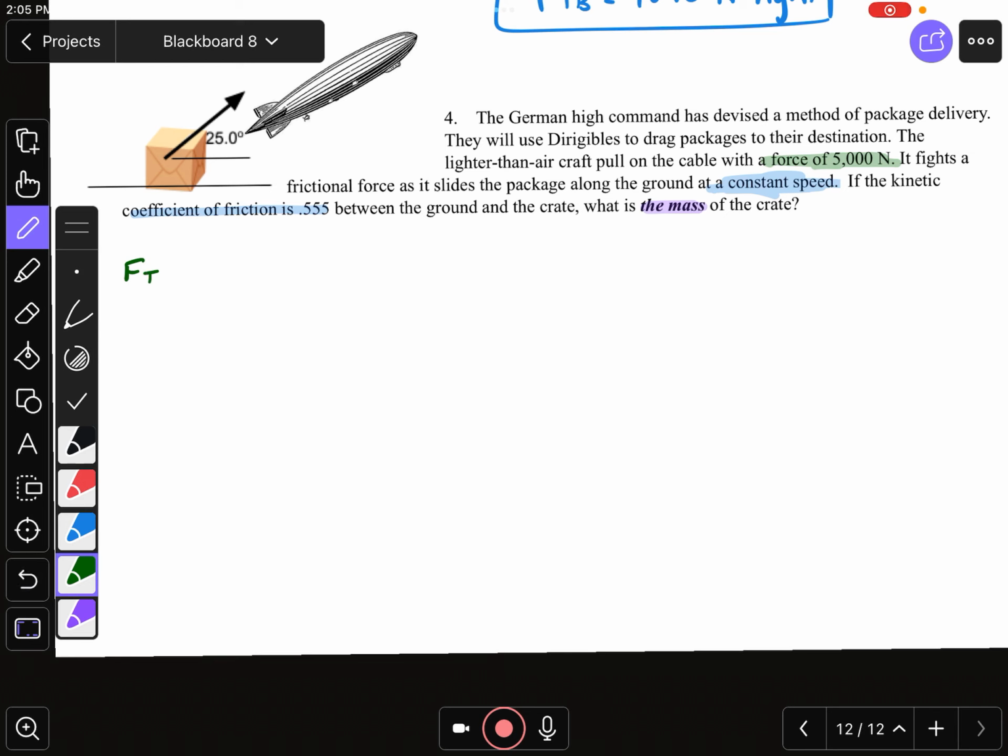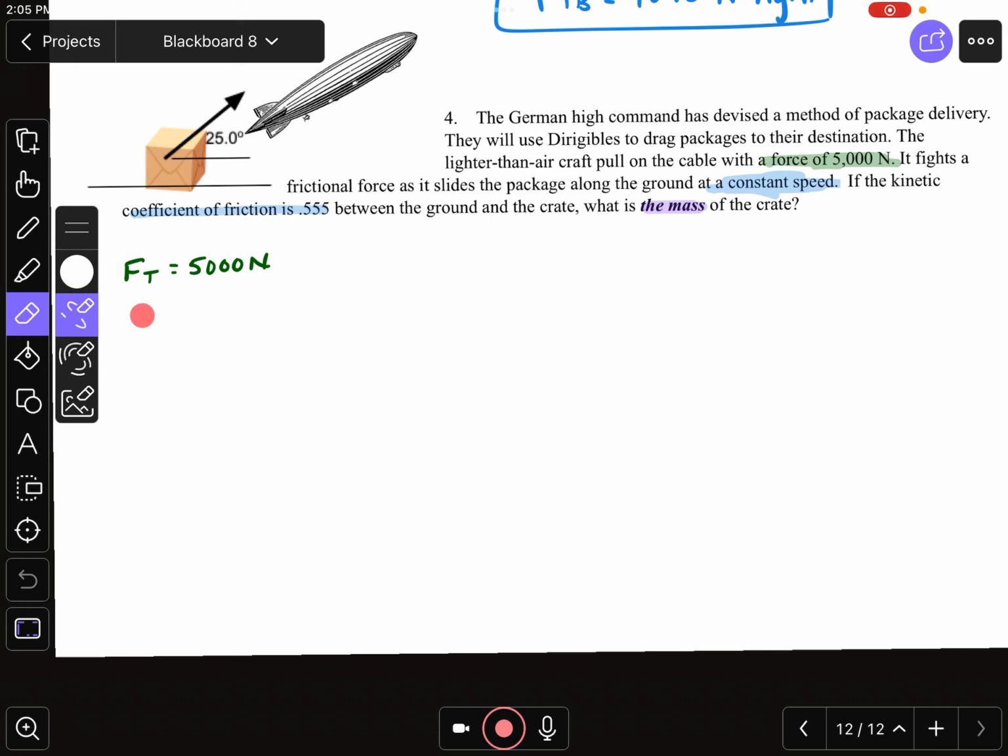The force of tension because of the dirigible is 5,000 newtons. The angle there is 25 degrees. How do I know that? Well, I looked at the picture. It's not actually said in the problem, but it is given in the picture. So I'm just going to throw that information there.